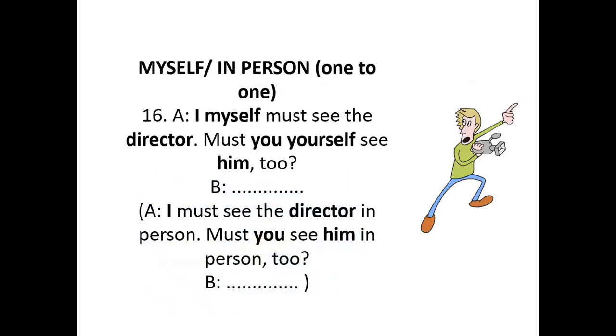Okay. Myself also means in person, one-to-one. It is also very important. In person, one-to-one. I myself, there is no by here, okay? There is no by. Just after the subject, I myself must see the doctor. Must you yourself see him too? Yes, I myself must also see the doctor too. I must see the director in person. Now, just after the object, I must see the director in person. On my own, by myself. Must you see him in person too? Yes, I must see him in person too. Okay.